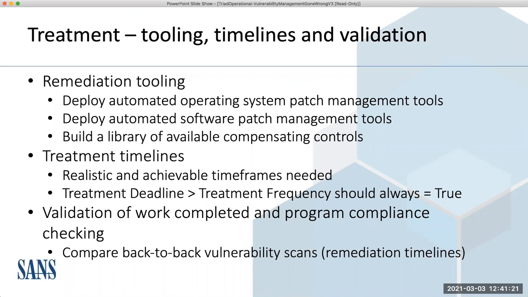And then in regards to treatment timelines, these are something that we should define early, right, as part of that preparation phase. But we should do it in tandem with the technologists that are going to be doing the remediation. We have to understand what their processes are and realistically what they can accomplish. Our deadlines should never be shorter than our treatment frequencies, right? If we're only patching once a month, we can't have a treatment deadline of 7 days because everybody will be red for those critical vulnerabilities.